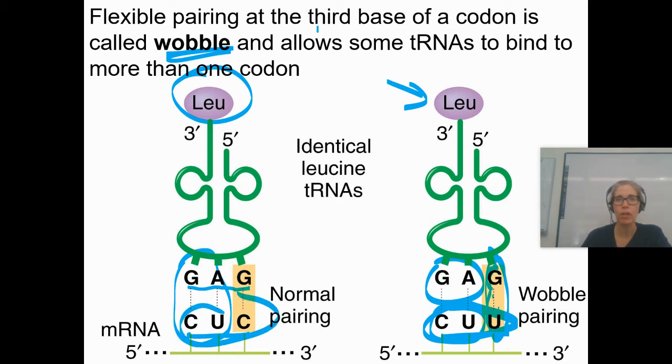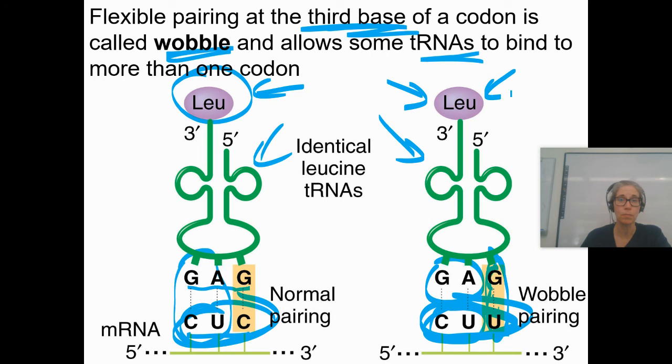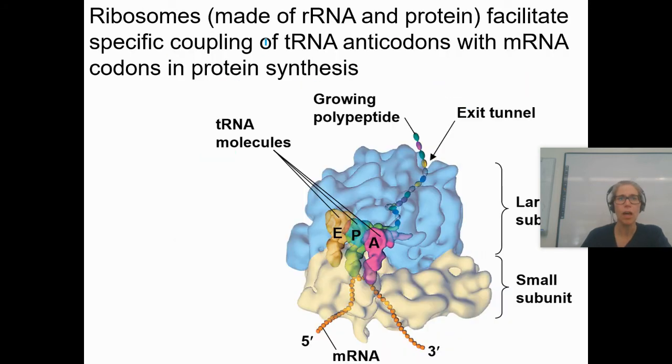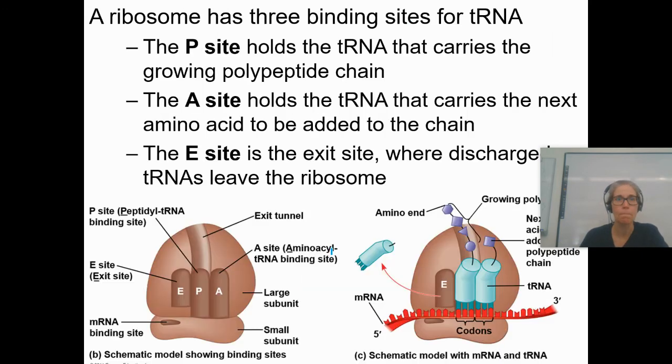So flexible pairing in that third base only of a codon is called wobble, and it allows some tRNAs to bind with more than one codon. So CUC and CUU will actually get this same tRNA, which brings over leucine. Okay, ribosomes are made out of ribosomal RNA and proteins, and they actually help the tRNAs to fit into where they need to go in order to make the polypeptide that's supposed to be made.